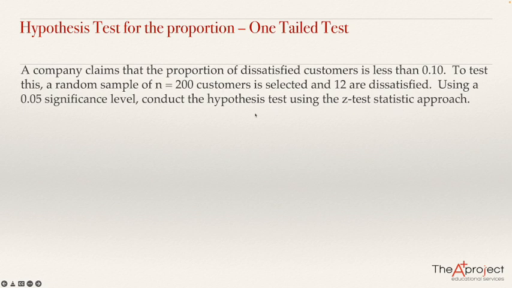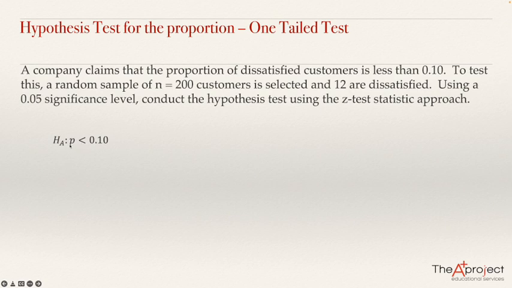So we are going to test if the proportion of dissatisfied customers is less than 0.10. This company is claiming this, so that will be a hypothesis. What hypothesis will be this? Because this hypothesis doesn't have an equal sign, they say it's less than 0.10, this hypothesis that the company is using as a claim will be an alternative hypothesis. So in my hypothesis test, I will be typing this as the alternative hypothesis.